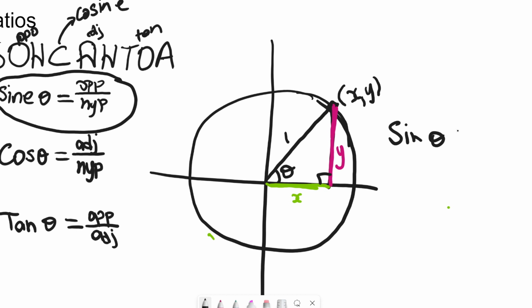So sine of theta is going to be equal to, like we said, the opposite side of theta, right? Divided by the hypotenuse. That's my sine of theta. Now, if I look at the triangle that I have inside my circle, the opposite side here is actually going to be y. So that means this is going to be y divided by the hypotenuse.